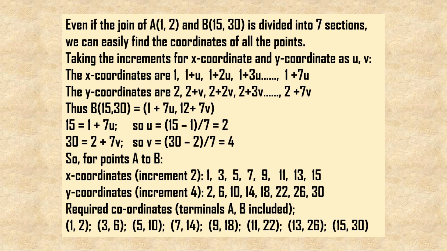Required coordinates, terminals A and B included: 1, 2; 3, 6; 5, 10; 7, 14; 9, 18; 11, 22; 13, 26; and 15, 30. See how easy and fast it is.